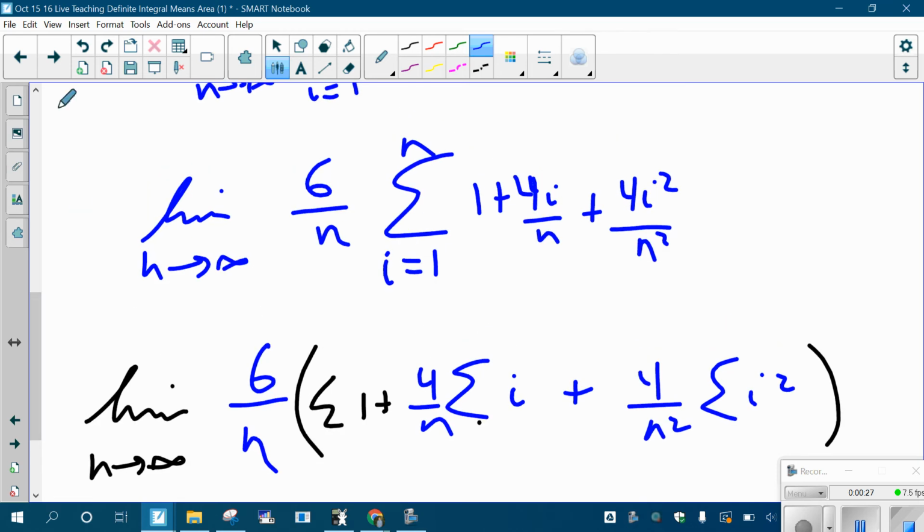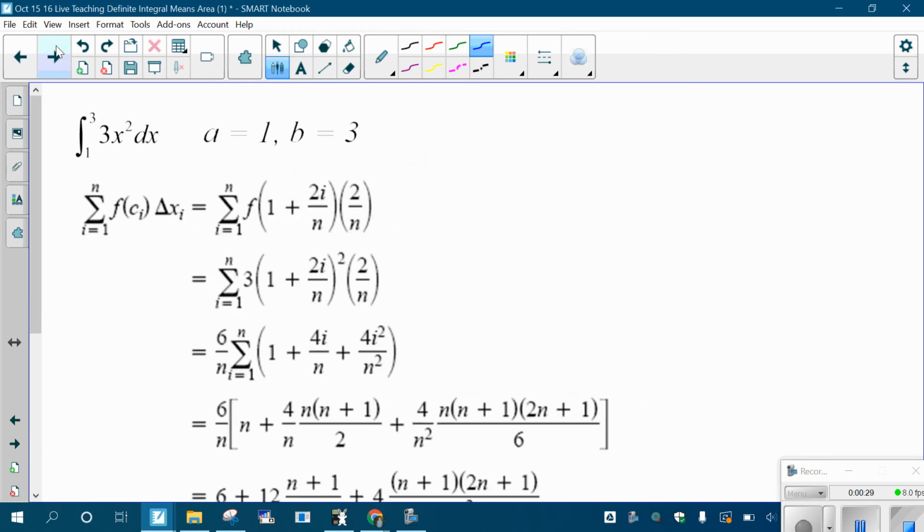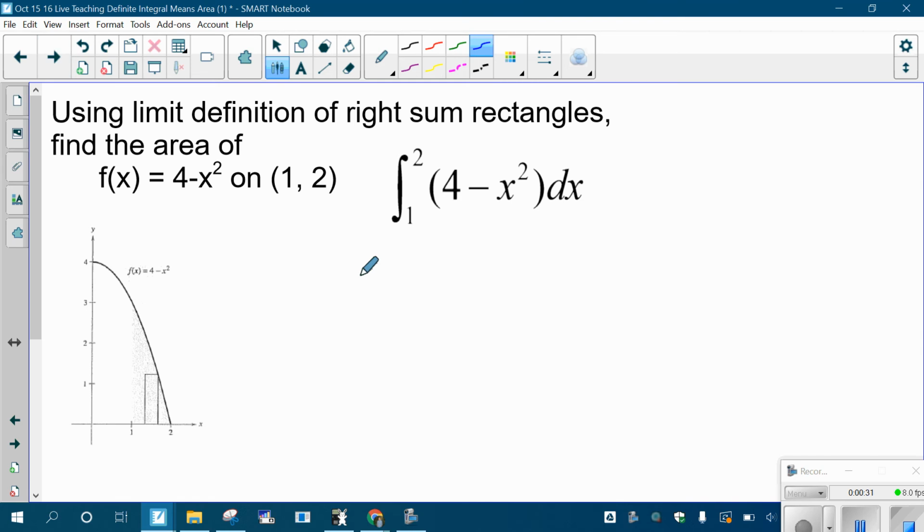Actually, I just want to do a full one together, so let's just do the next one together. Let's use the limit definition to find the area under this curve, to evaluate this definite integral using the limit definition, okay? So let's go through this together.